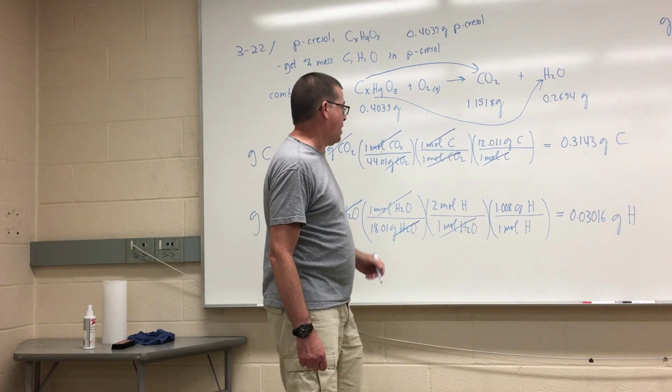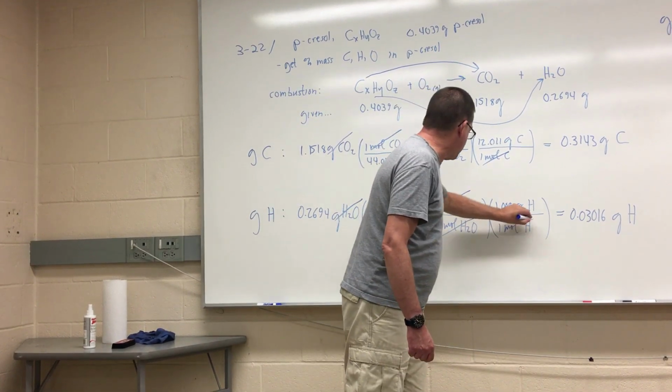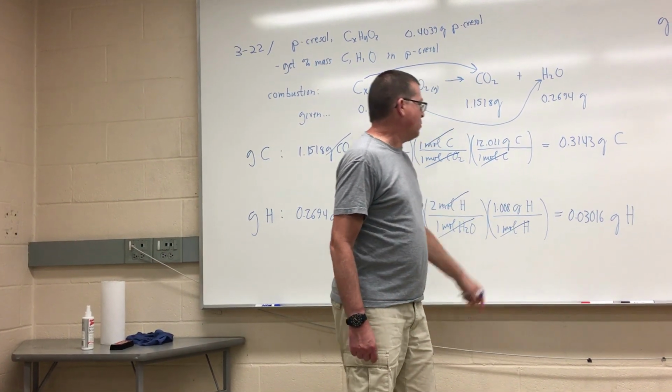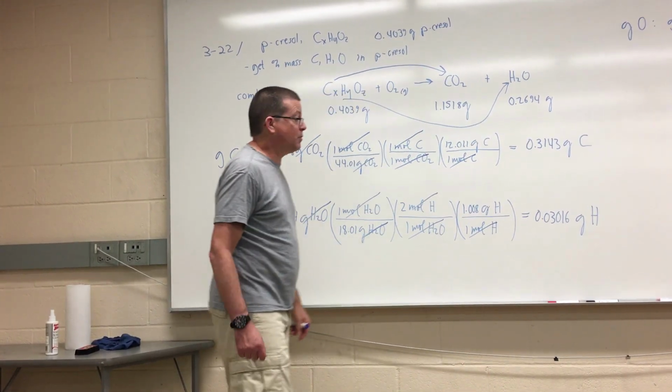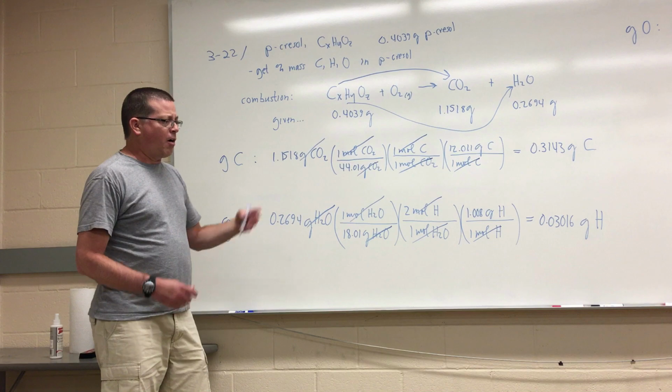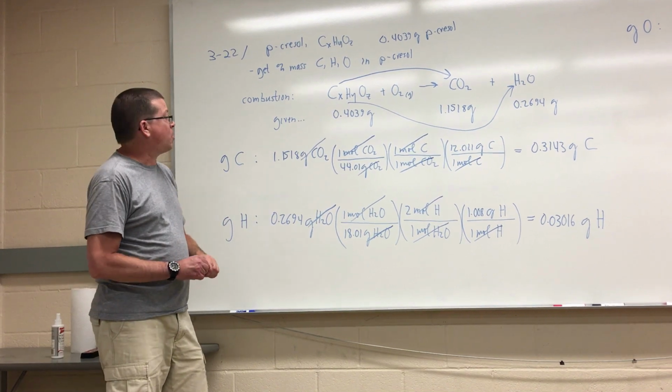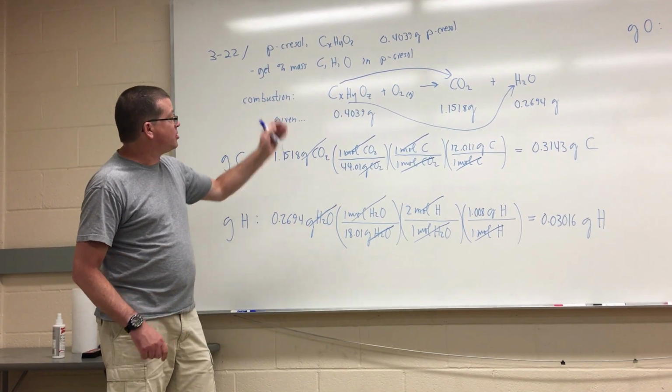Now I can use the molar mass of hydrogen to convert that back to a mass. And when I do that, I get 0.03016 grams of hydrogen. All right, so now here's the problematic part. We've got to get to the oxygen mass.